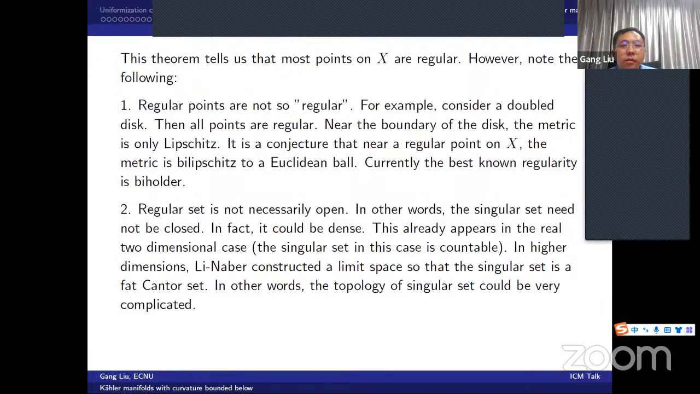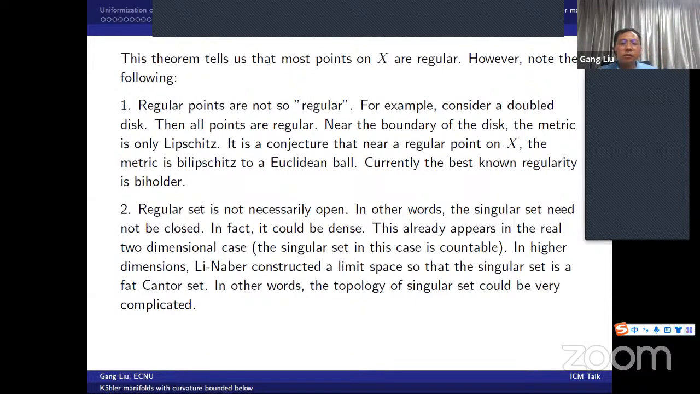This theorem tells us that most points on X are regular. However, we notice the following. Regular points are not so regular. For example, consider a double disk. Then all points are regular. And near the boundary of the disk, the metric is only Lipschitz. It is conjectured that near a regular point, the metric is bi-Lipschitz to a Euclidean ball. Currently, the best known regularity is by Hölder.